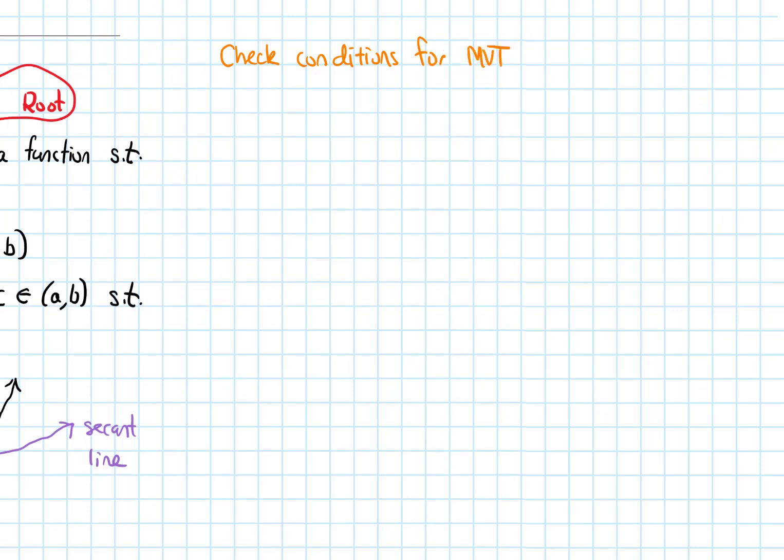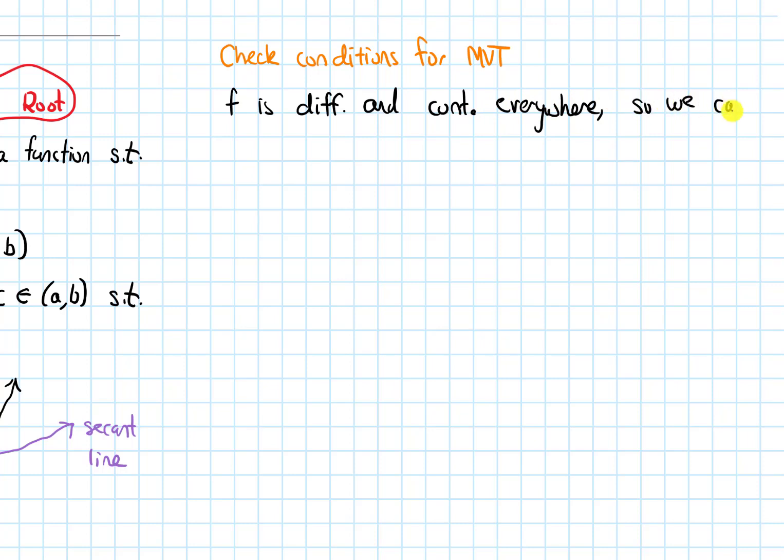Okay, and our function here was this polynomial, and a polynomial f is going to be differentiable and continuous everywhere. So we can apply the mean value theorem to any interval. We can apply MVT to any interval, and in this problem we're going to do it to the interval from a to b.